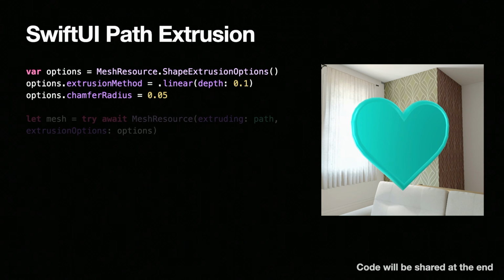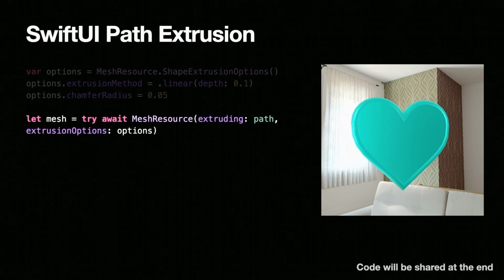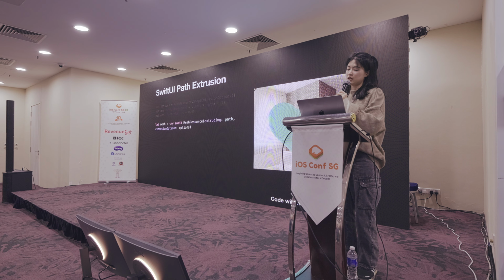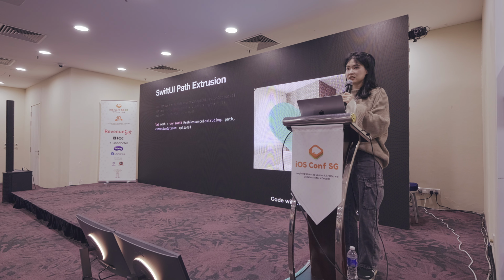And also we have this chamfer radius. It's similar to the bevels, which will create nicer edges. Yep, and just give this initializer your path and the options that we just created, and you will have this 3D mesh that you can use. And this also works in iOS and macOS.